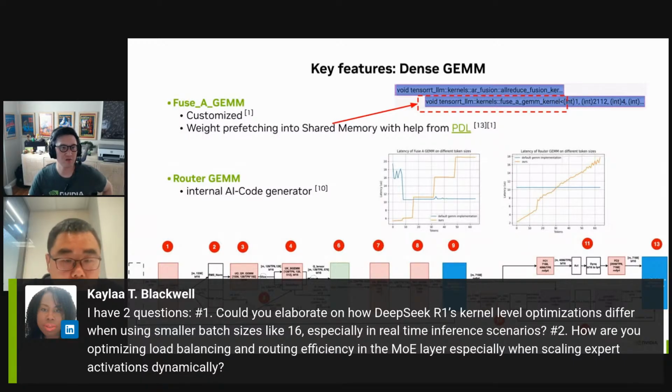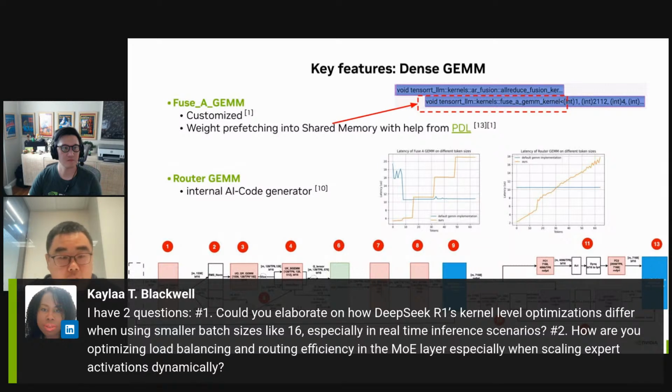Could you elaborate on how DeepSeek R1's kernel level optimizations differ when using smaller batch sizes like 16, especially in real-time inference scenarios? The kernel level optimization differ when using small batch size 16. Oh, I think for smaller batch size 16 rather than batch size of 1, we call it low latency scenario rather than min latency scenario.